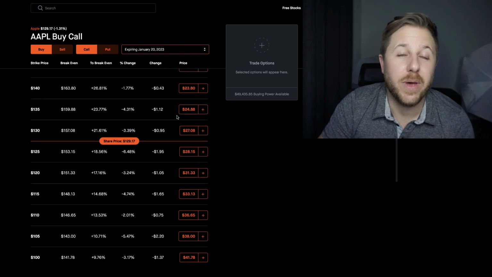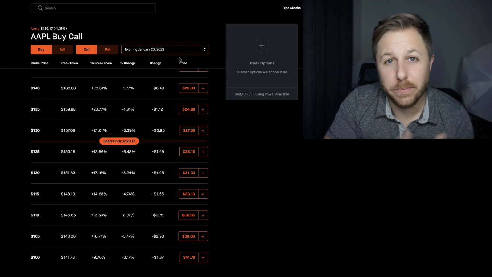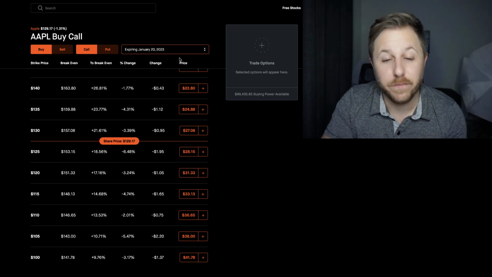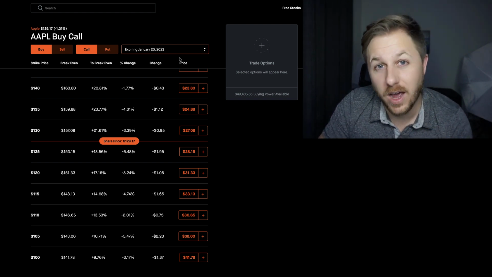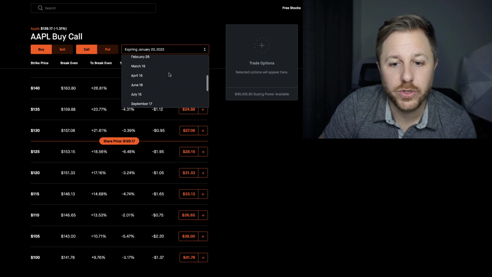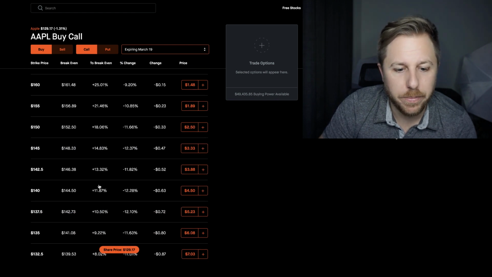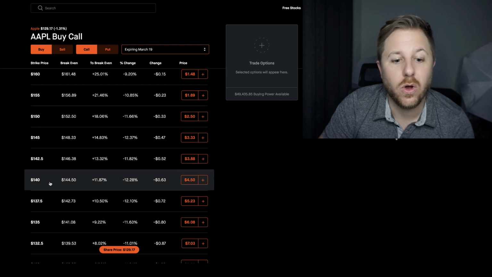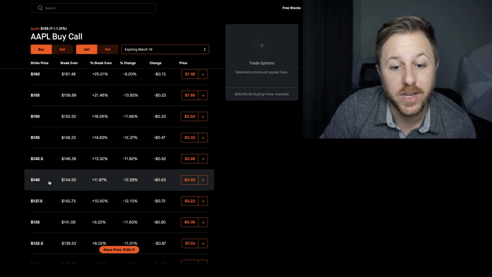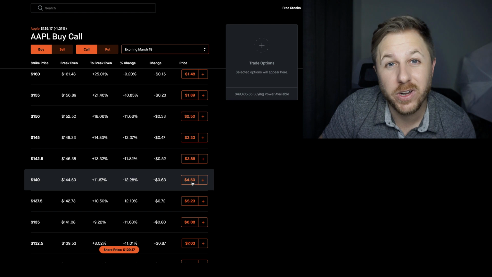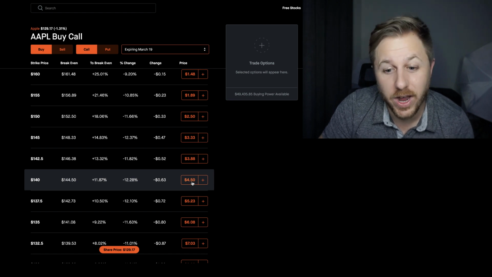So I usually do about 1 to 2 months out, but you could also pick options that are way out of the money or further out and just hold them for a long time. But for this example, we're going to go to March 19th. And we are going to pick the 140. So we think it's going to go up around $10 by March 19th, and we would have to pay $450 for that one contract. So I'm going to do that.